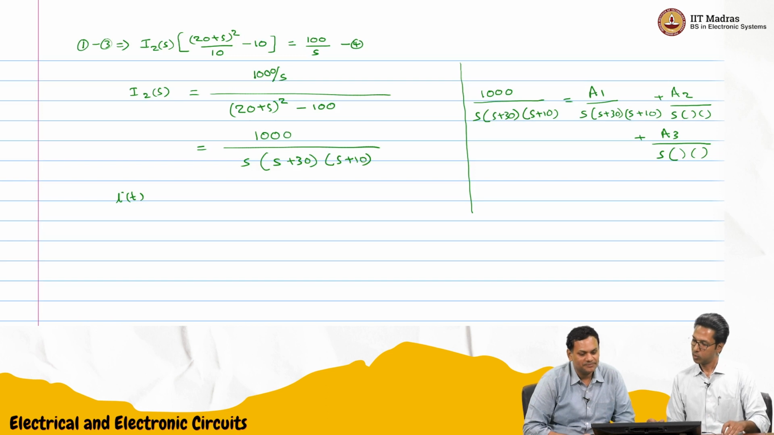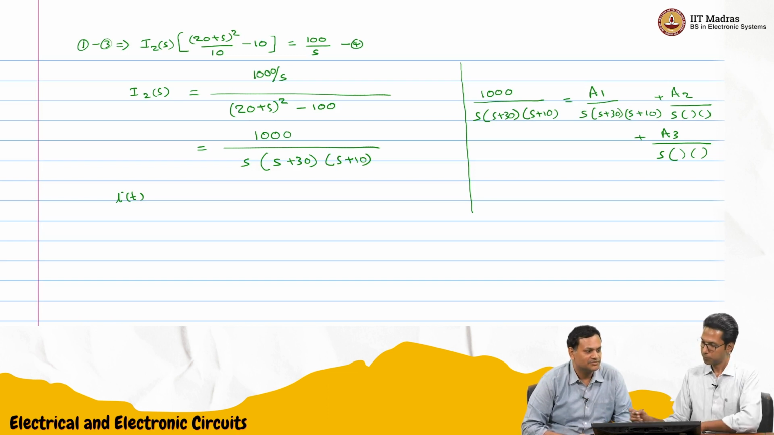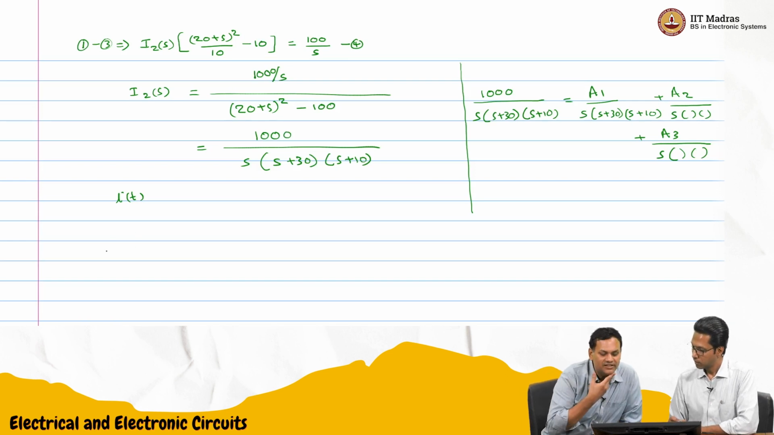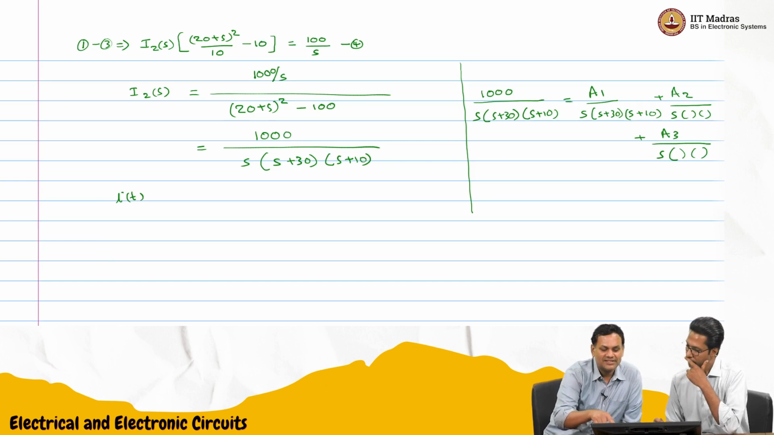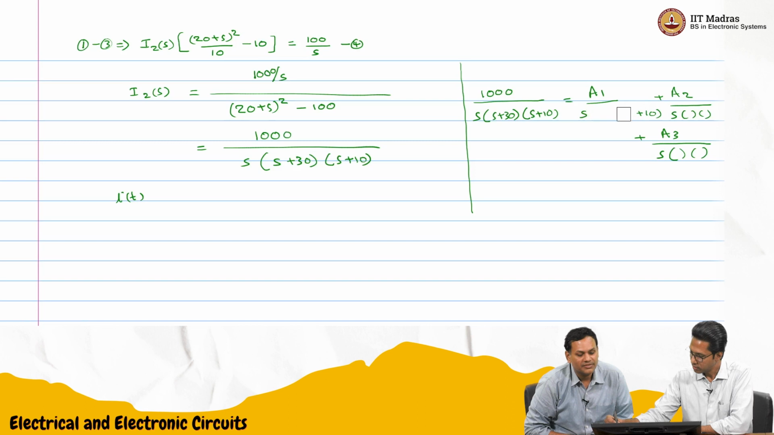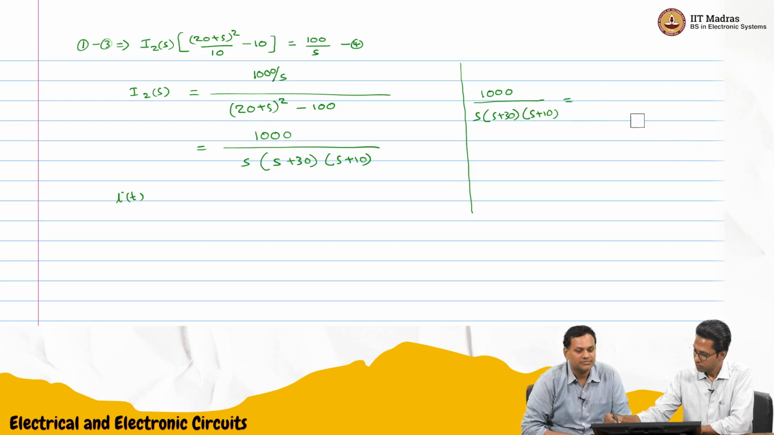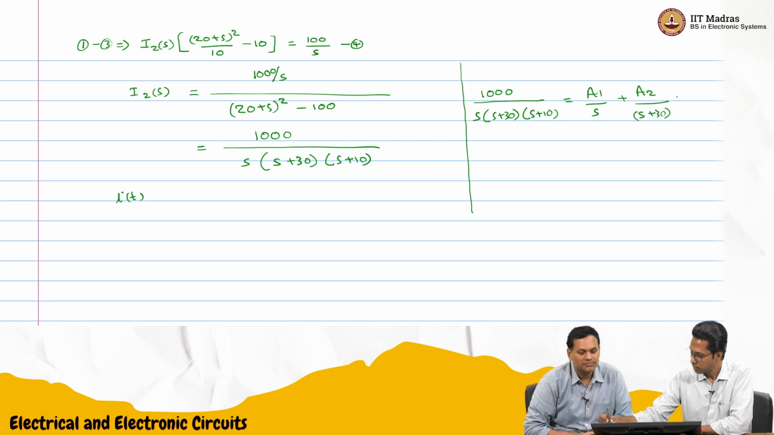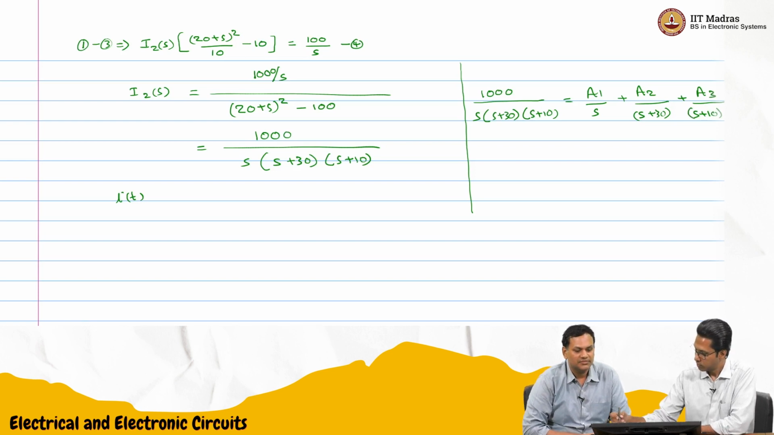So now we need to find out A1, A2, A3. I think in this case you need only the individual fractions in the denominator. So it's A1 by S, plus A2 by S plus 30, plus A3 by S plus 10. So I will write fresh.